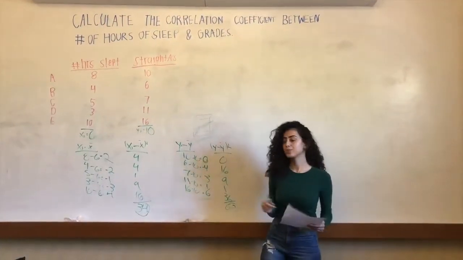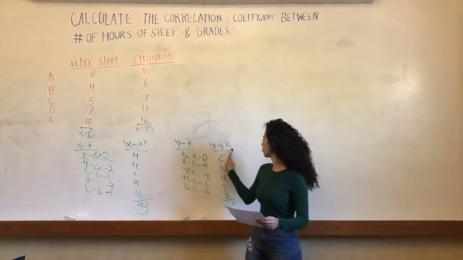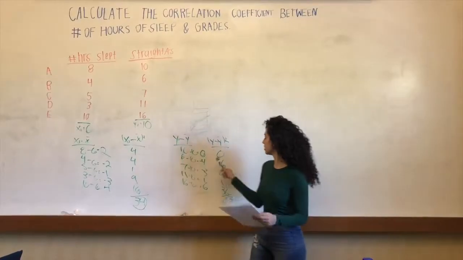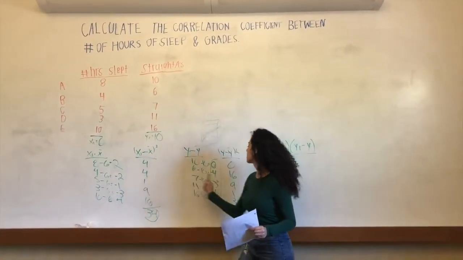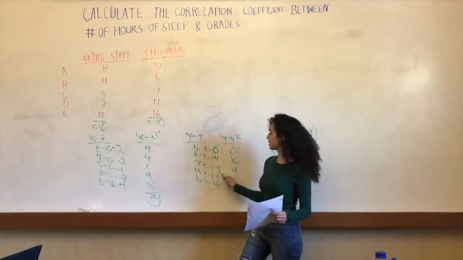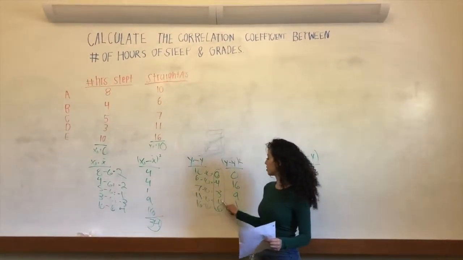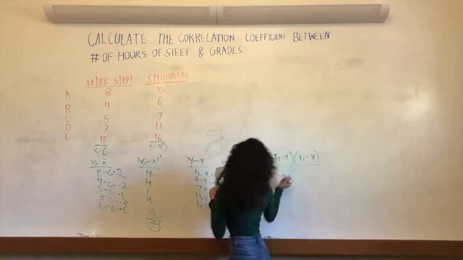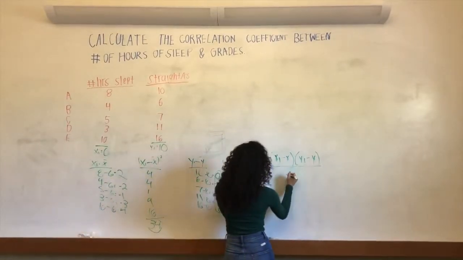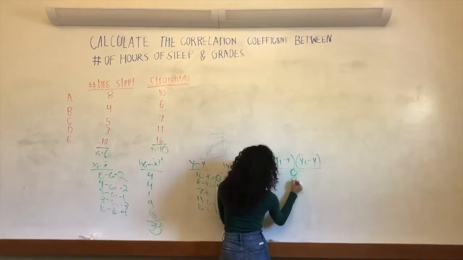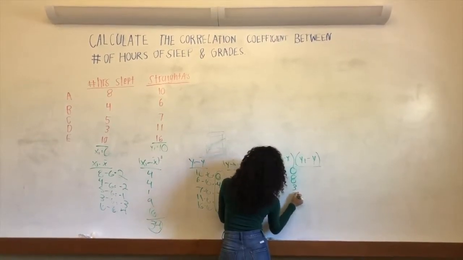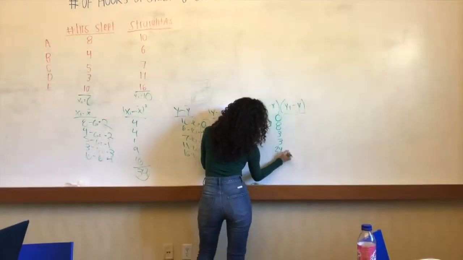So the fifth step is to multiply the value of X and the value of Y. We're going to multiply each individual one. So we're going to multiply 2 times 0, -2 times -4, -1 times -3, -3 times 1, and 4 times 6. We're going to plug that into this equation, and it's going to be 0, 8, 3, 3, and 24.